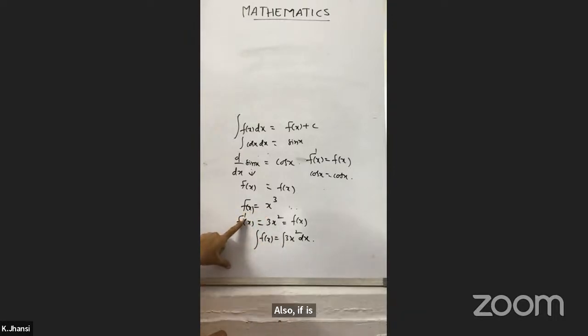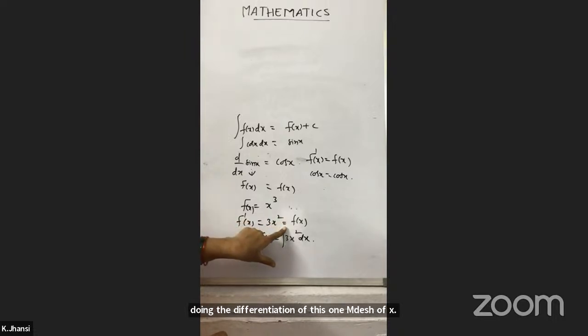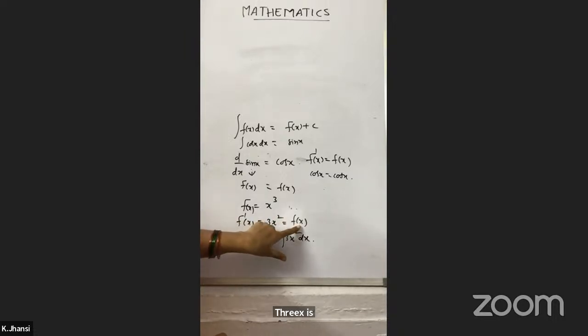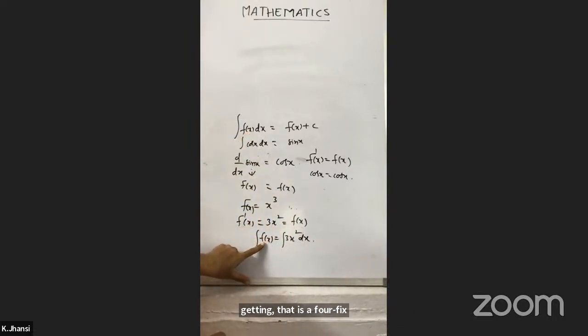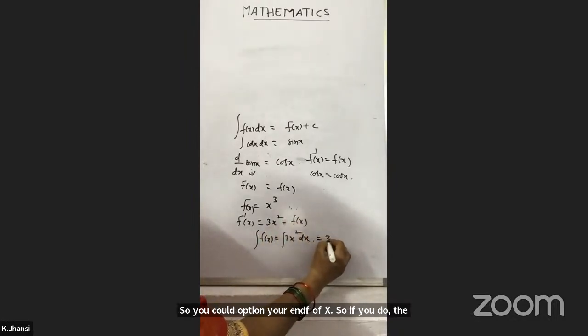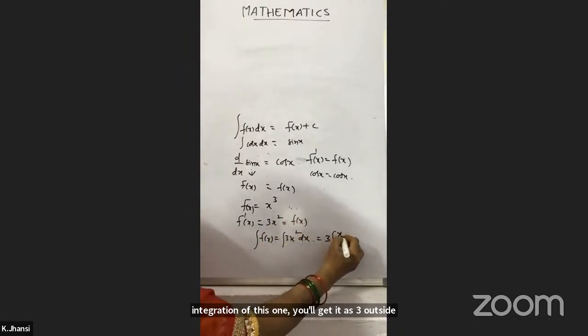You are doing the differentiation of this one, f dash of x, 3x square. So 3x square, whatever the value you are getting, that is f of x. So ఇక్కడ వచ్చింది చూడండి f of x. So if you do the integration of this one, you will get it as 3 outside constant కాబట్టి x square ది x cube by 3 plus c.